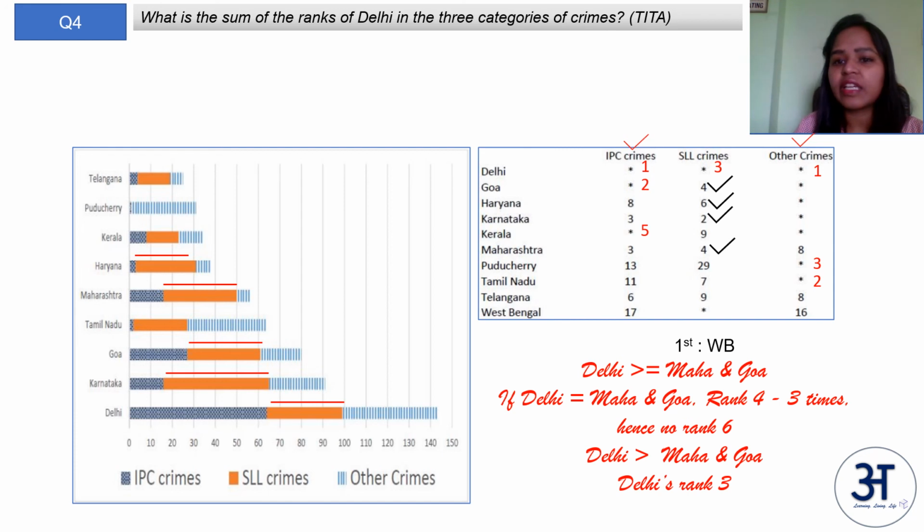So now we have all the ranks. 1 plus 3 plus 1, 5. 5 is the answer for this.